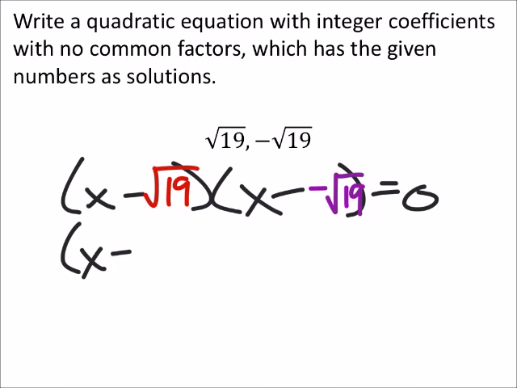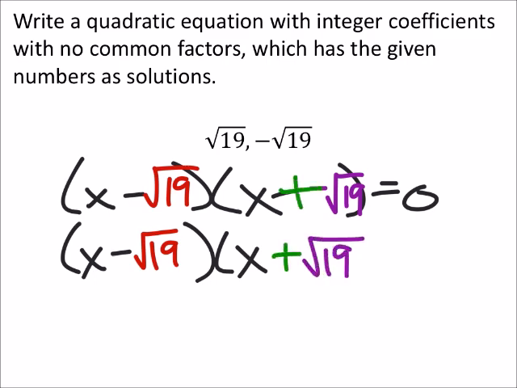I got x minus the square root of 19, and x minus negative square root of 19. Not everyone would need this part, but I'm going to change this minus a negative to a plus the square root of 19. What I have right here are conjugates of each other, which means it becomes a difference of squares, right?